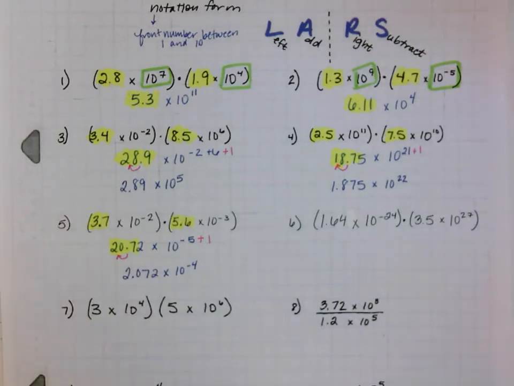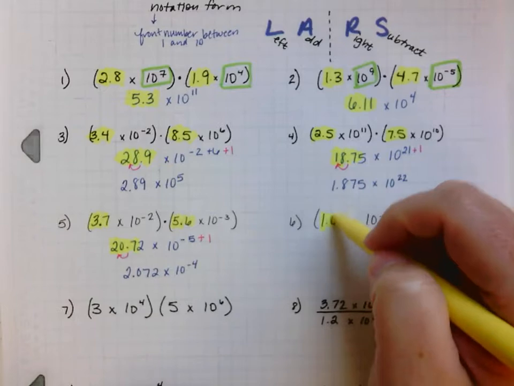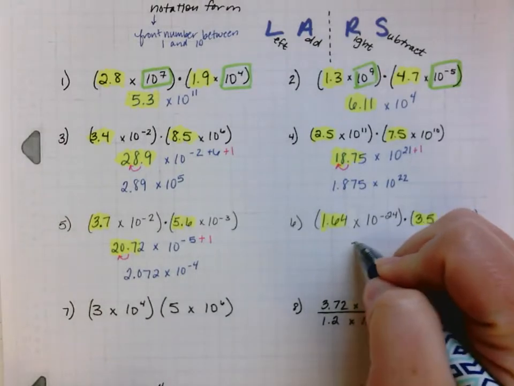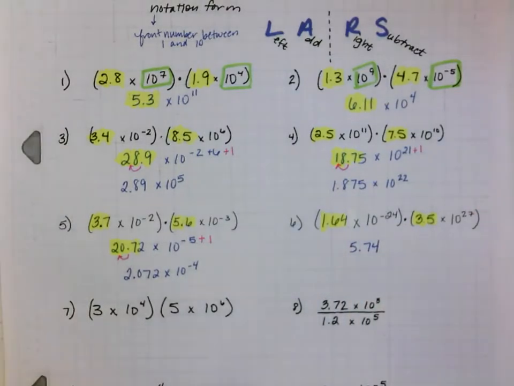In number 6, we're going to deal with our front numbers first again. So we take our 1.64 times our 3.5, and that will leave me with 5.74 as my front number here.